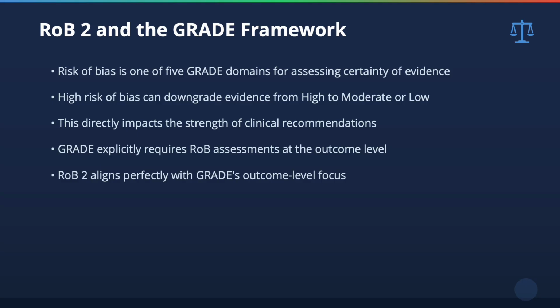The framework requires assessments at the outcome level, not the study level. This aligns perfectly with how Risk of Bias 2 operates, since it assesses bias for a specific result. This alignment makes Risk of Bias 2 the ideal companion tool for certainty of evidence assessments.